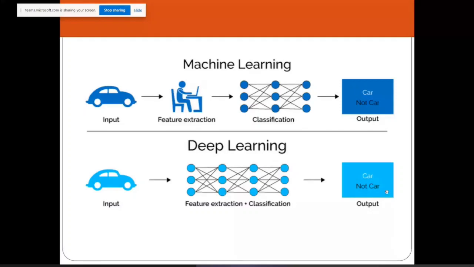Okay. And if somebody asks what exactly is the difference between deep learning and machine learning, then in machine learning we have to extract features, and in deep learning we do not have to.